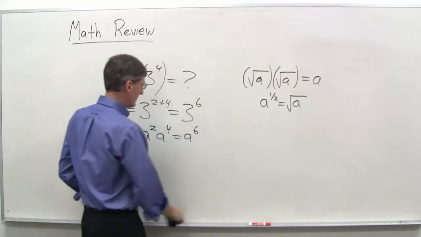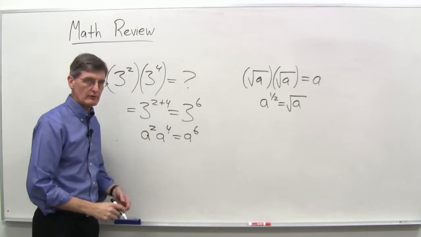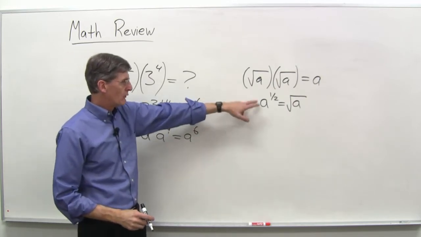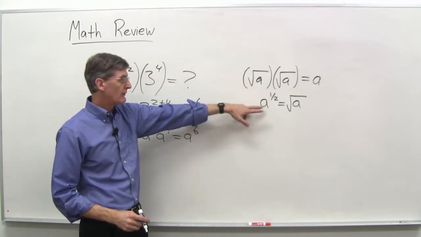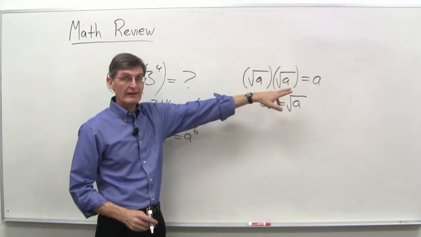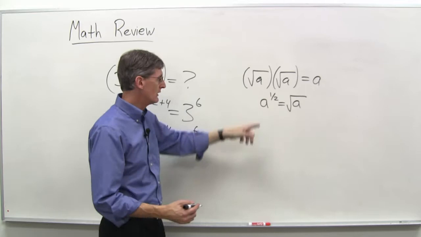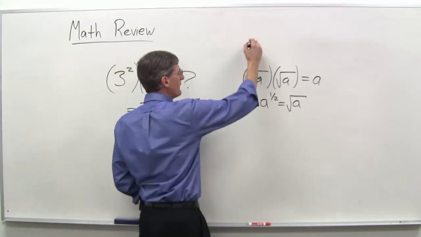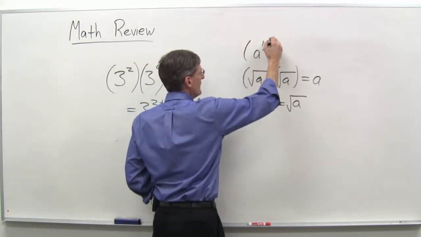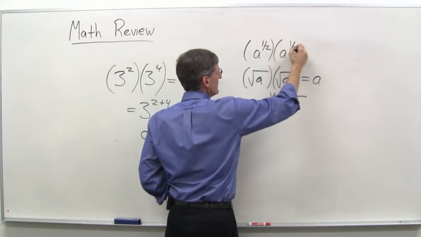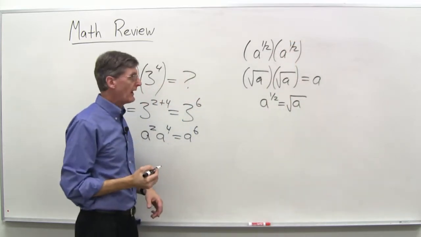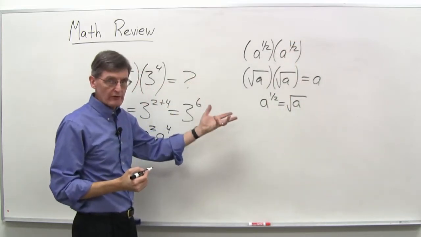Okay, and the reason I just did a reminder over here is, why would we call this a to the 1/2 square root of a? Well, if square root of a times square root of a equals a, back again, square root of 3 times square root of 3 equals 3. If we write this as a to the 1/2 times a to the 1/2, bases are the same.